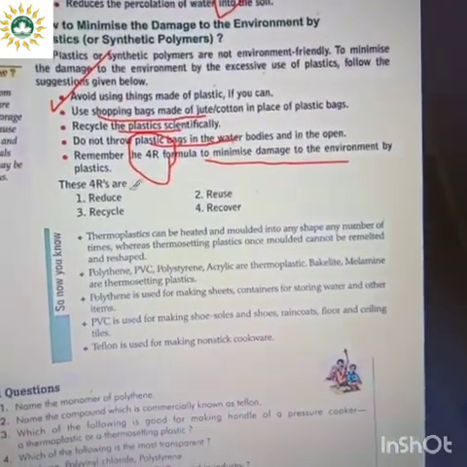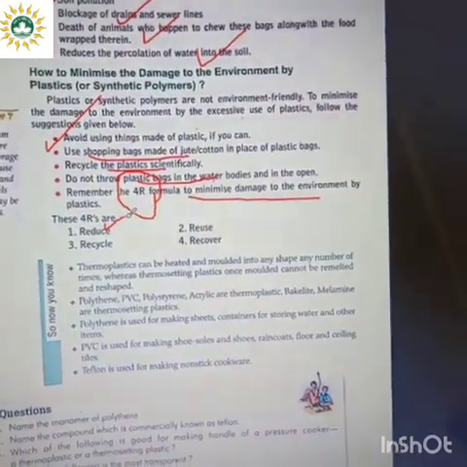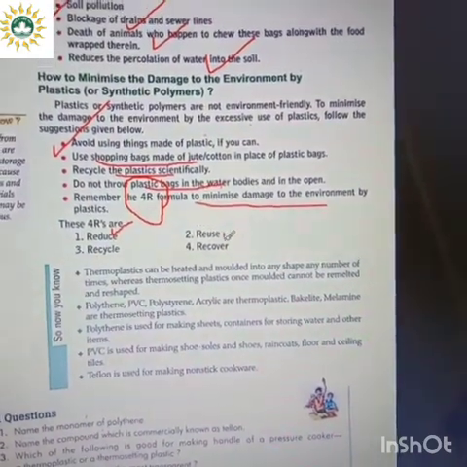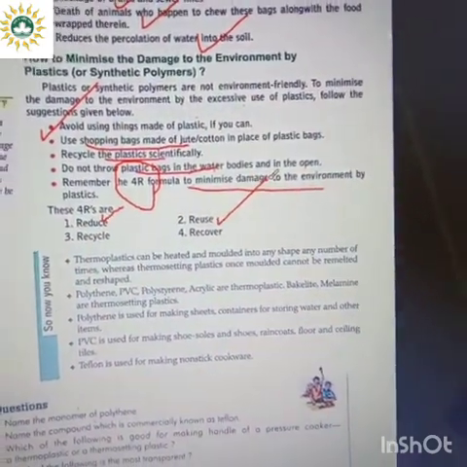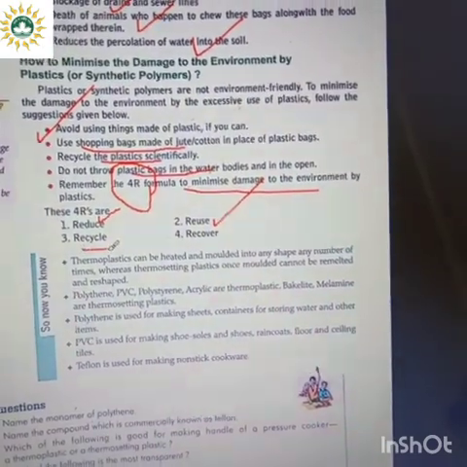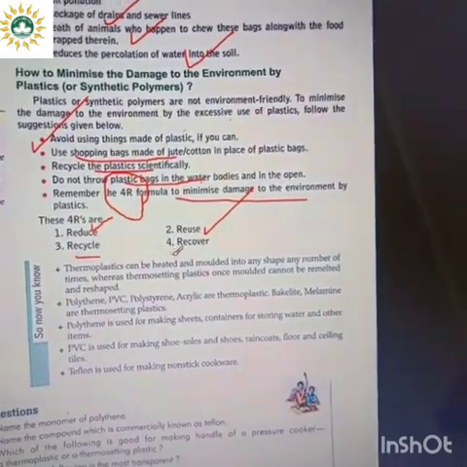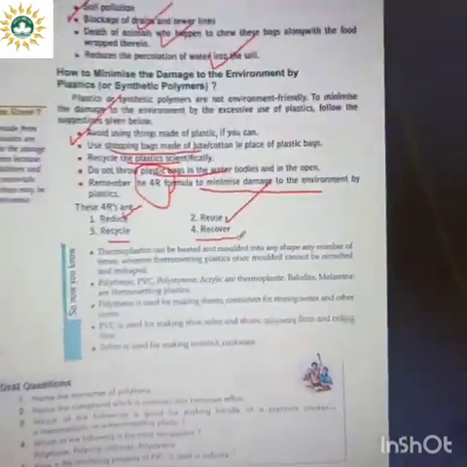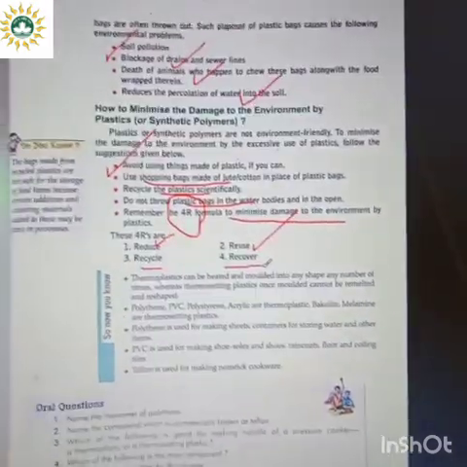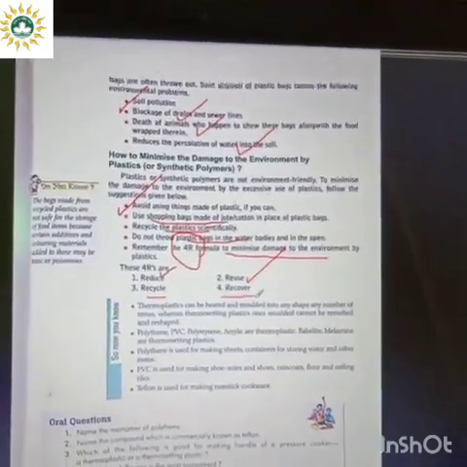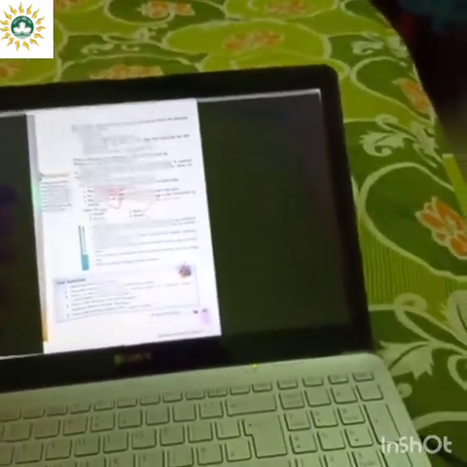What are they? 4R. First is to reduce the use of plastic. Second, if not possible, we will reuse the plastic. Then we can recycle the plastic, and the last one is recover, that is, collect them again properly from wherever we can find them, and again use the method of 4R. I hope you were able to understand these 4R properly, because there are questions which come from this. The 4R are very important: reduce, reuse, recycle and recover plastic.